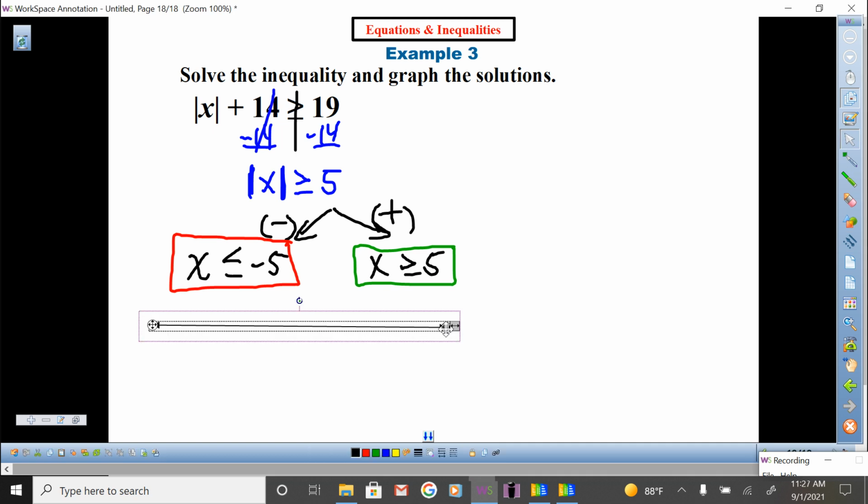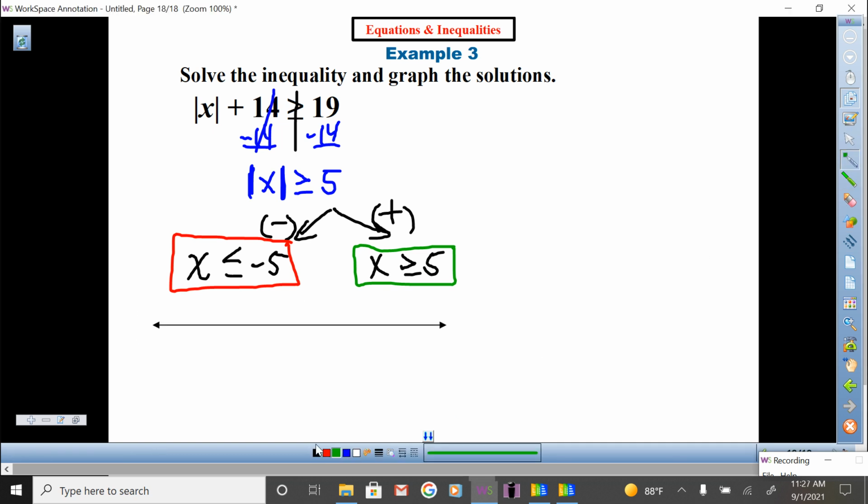Alright, it's kind of crooked. There it is. Alright, so here's 0. I'm going to start with this one. -5 is over here. Is it a solid or open point? Solid, because it's got an equal sign.